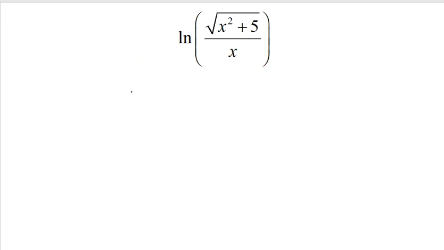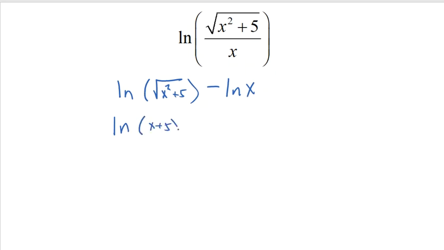All right, let's try another one here. Again, similar to the one we saw earlier. So I'm going to first break apart the division with subtraction. So natural log of square root of x squared plus 5 minus natural log of x. Then I'm going to realize, oh, a square root's really a 1/2 power. So that's going to be x squared plus 5, to the 1/2, minus natural log of x. Then the 1/2 could drop down in front. And that's really about as far as I can get.